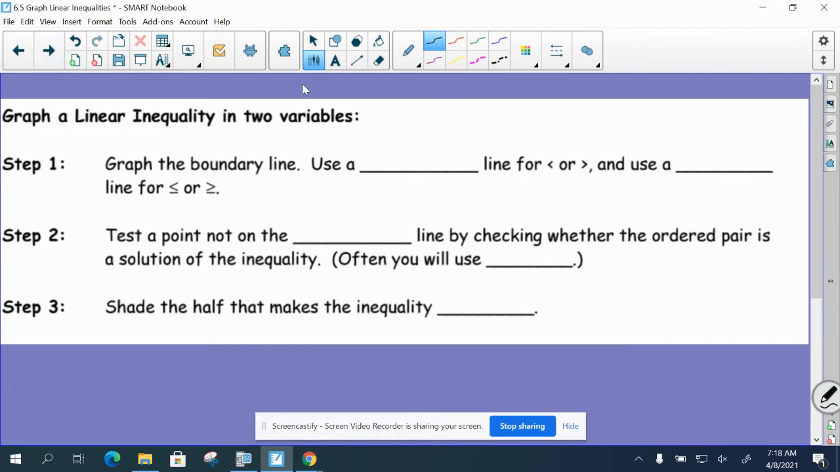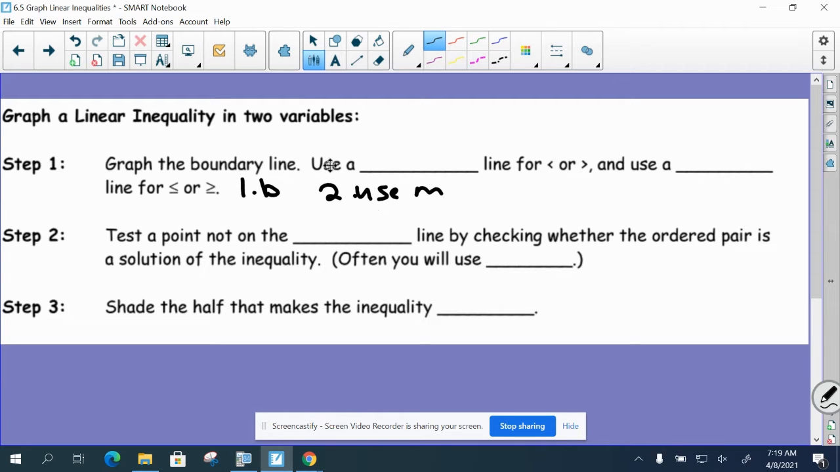So how do we graph a linear inequality? Step 1 is to graph the boundary line, which is just what you usually do. You use the slope: first plot the y-intercept, then use the slope to get another point, like we were doing in lesson 6.1.